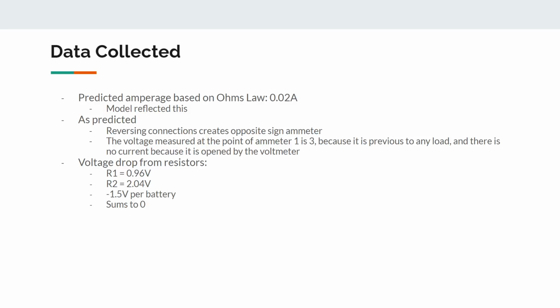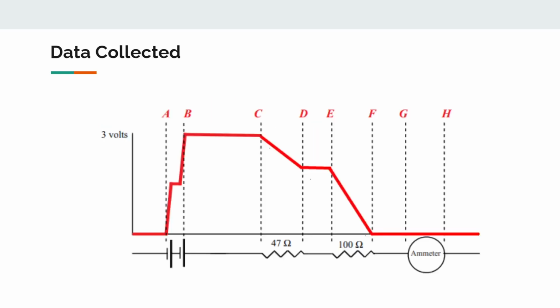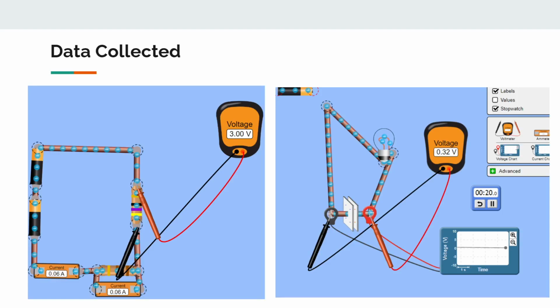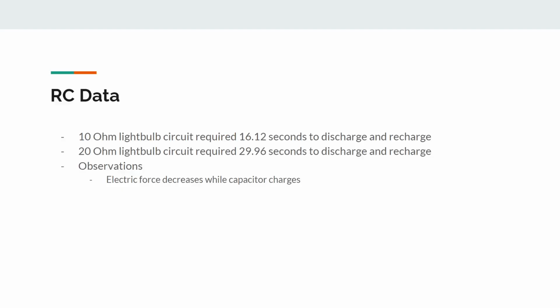Voltage drops from resistors: resistor 1 was 0.96 volts, resistor 2 was 2.04 volts, and it was negative 1.5 volts for the battery. It sums to 0, so it makes sense. This is just a quick graph of what we collected. You can see this is the voltage, and it all goes to 0 at the end. Okay, this is just a quick overview of how I set up the voltmeter to test later experiments.